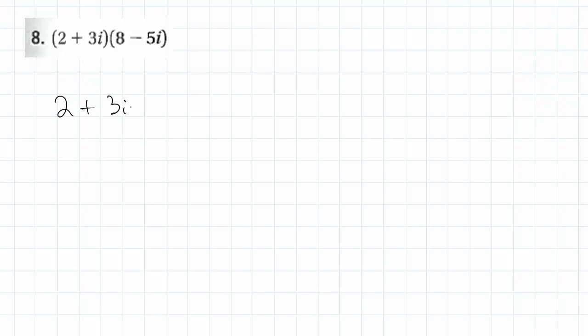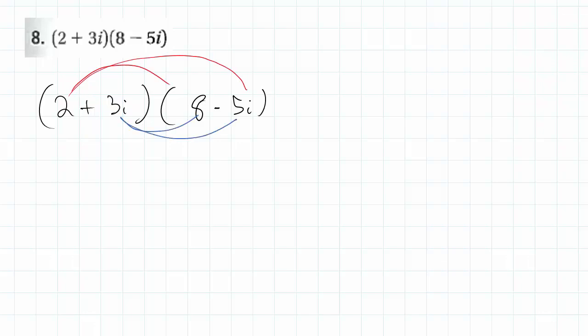Number 8, I'm going to do it the long way by hand. I can FOIL this, whatever you call it. It's really just the distributive property, so we can just distribute that. And I'm color coding it here so you can see what I'm doing. You can follow along if you want.